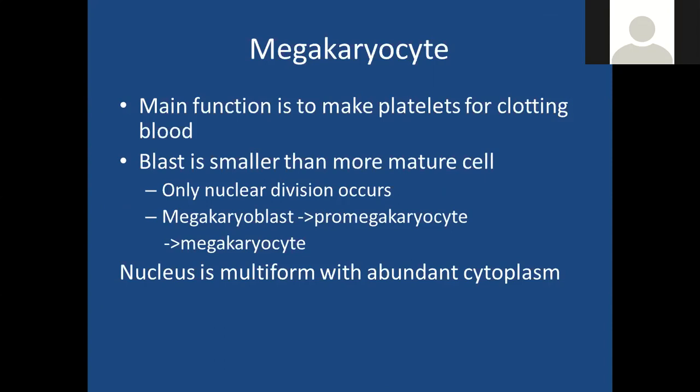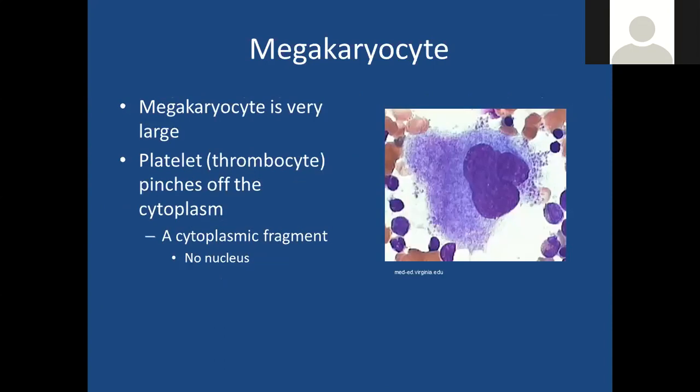The megakaryocyte is kind of different in its maturation sequence in that the blast is smaller than the mature cell. So remember I talked about one of our myeloproliferative disorders where you might see some micro megakaryocytes present on that slide. Megakaryocytes are huge. You can see them on 10x when you're doing a bone marrow evaluation. And I have a picture right there.